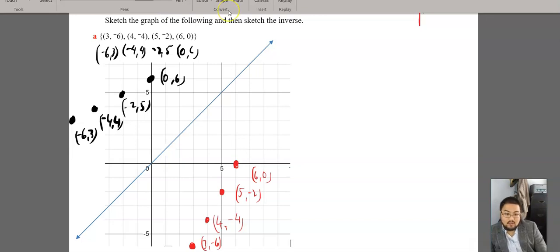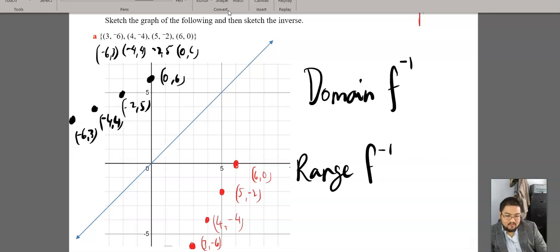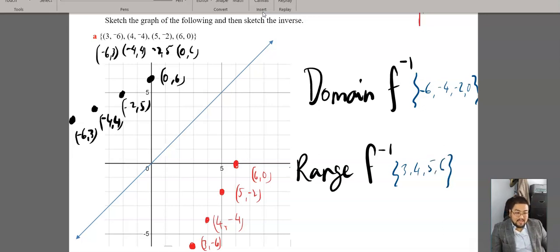Keep in mind, if I was going to ask you what the domain and range is for this graph, I know it doesn't ask us. Let's talk about the domain of f negative 1. And I want you to think about the range of f negative 1 as well. So the domain of the inverse will be negative 6, negative 4, negative 2, and 0. And the range of the inverse will be 3, 4, 5, 6. Keep in mind, I'm identifying them as actual single numbers because we don't want to include numbers like 3.5, because there is no number 3.5 that's actually been listed here. We're only being told the numbers are 3, 4, 5, 6.